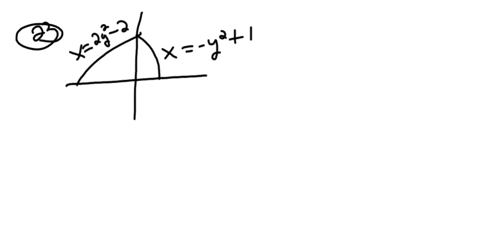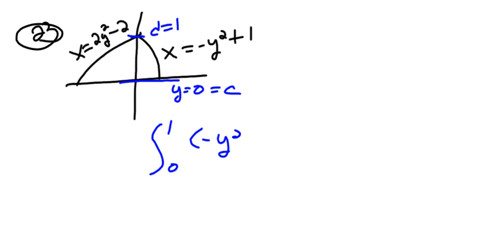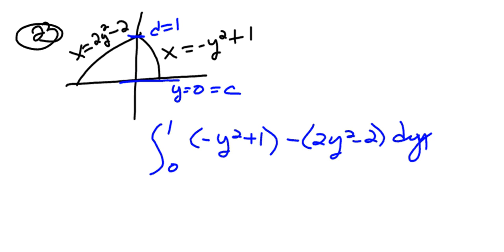because I need these functions in terms of y in order to set up my integration. So from here, I can see right now that y equals 0 is going to be my lower bound, or my c, and I had to set these equal to find out where they were going to be crossing up here for my upper bound, and it turns out that d equaled 1. So my integration with respect to y is from 0 to 1, and I'm going to be doing the right function minus the left function.